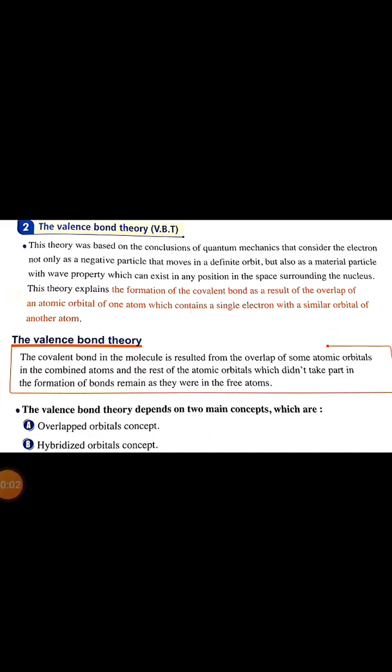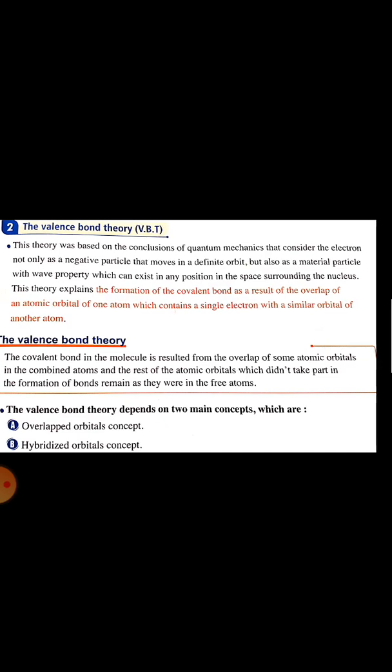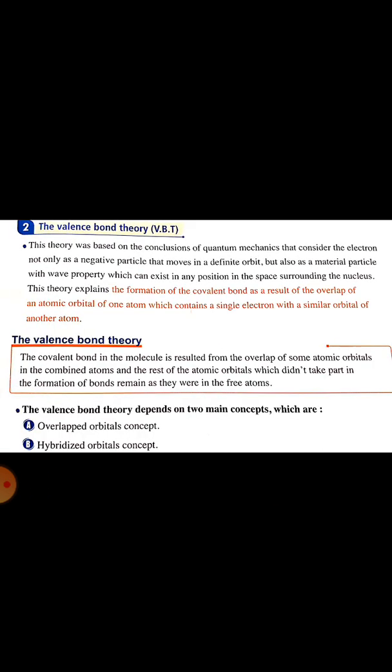Now, let's move to theory number 2 that came and corrected the octet rule, the valence bond theory. The valence bond theory states that the covalent bond in the molecule results from the overlapping of some atomic orbitals in the combined atoms, and the rest of the atomic orbitals which didn't take part in the formation of bonds remain as they were in the free atoms. In addition, this theory depends on two main concepts: overlapped orbitals and hybridized orbitals.